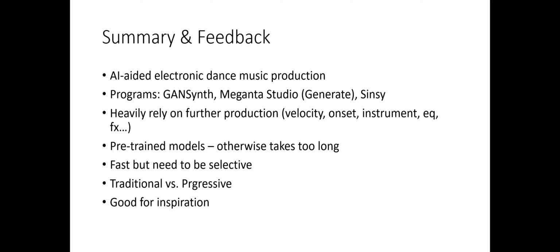Using AI for music production is fast, but you will need to be selective. That means there will be a lot of outtakes. And you can go really traditional or progressive with AI. For example, you can easily generate 4-on-the-floor house drum beats and a pop vocal melody line.